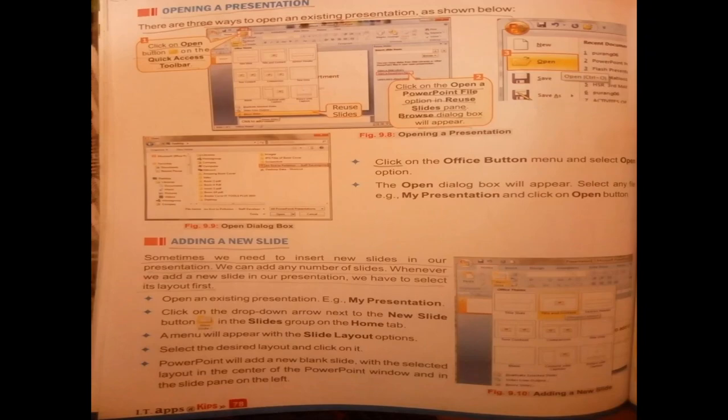Now on page number 78, what is written is that there are 3 ways to open an existing presentation as shown in the dialog box. First one, click on the open on the quick access toolbar. Second, click on the open a PowerPoint file option in reuse slide pane. Browse dialog box will appear. And third one, in the office button, open option, right? So let us see in our presentation how to do that.